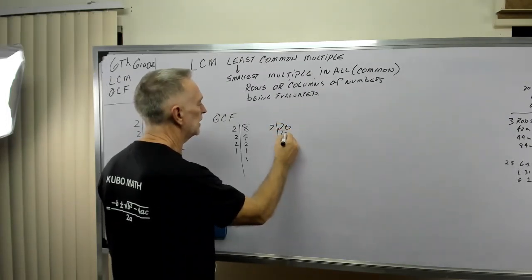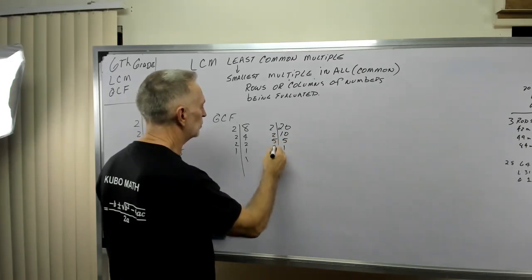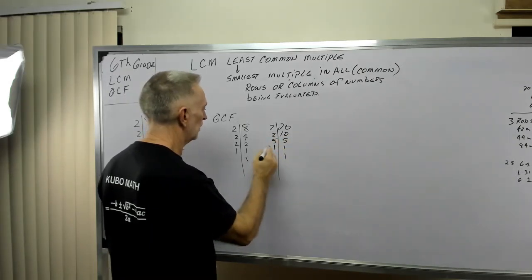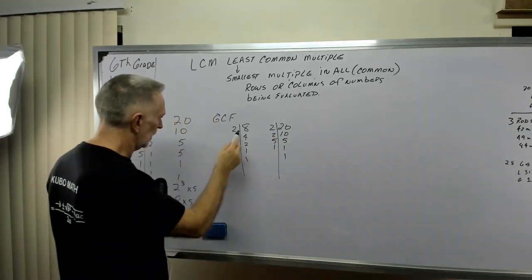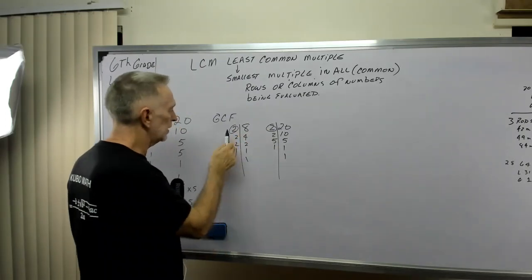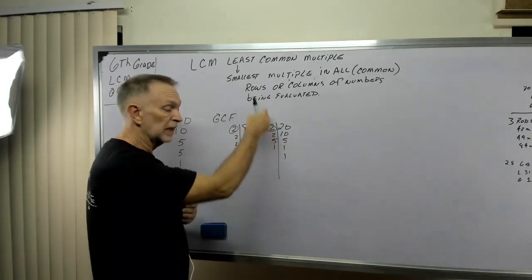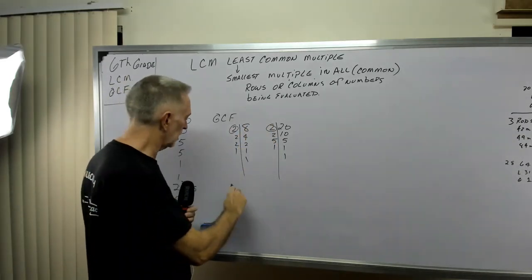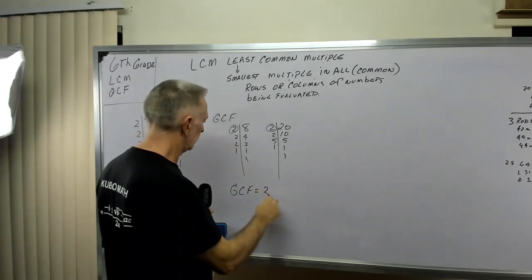Okay, now then 20 divided by 2 is 10. 10 divided by 2 is 5. 5 divided by 5 is 1. 1 divided by 1 is 1. Okay. We have a 2 and a 2. And again, these 2's don't have to be in the same row. It's just that they have to be somewhere in the column. So the greatest common factor is 2.